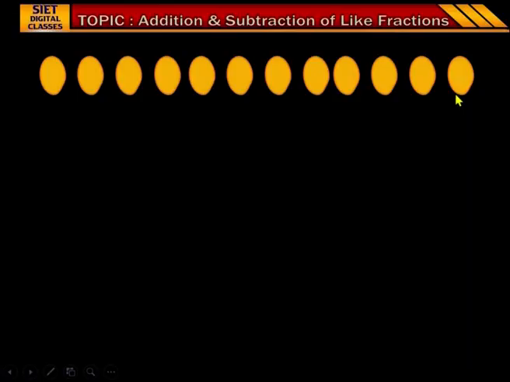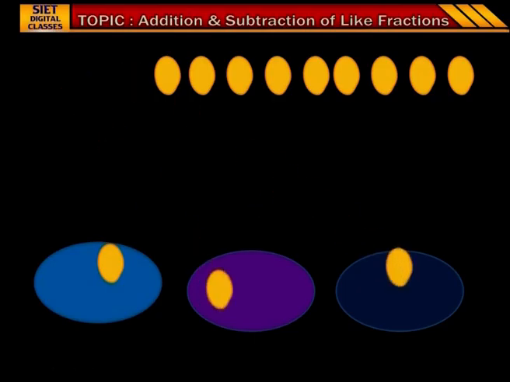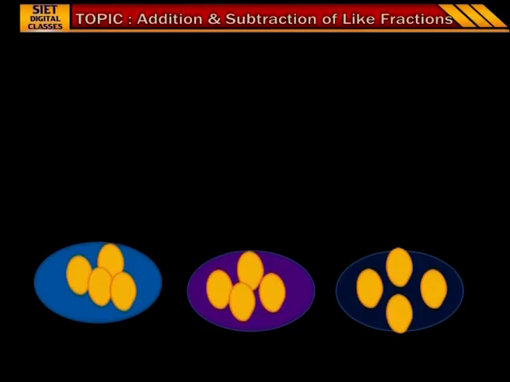Here there are 1, 2, 3, 4, 5, 6, 7, 8, 9, 10, 11, 12 mangoes, and we have to divide them into 3 parts. That means we are sharing among 3 children. So, here 3 plates are ready for the children. We will start sharing. See how we are sharing. See children, how we are sharing equally. So, 12 mangoes shared equally among 3 people, each one will get how many mangoes?